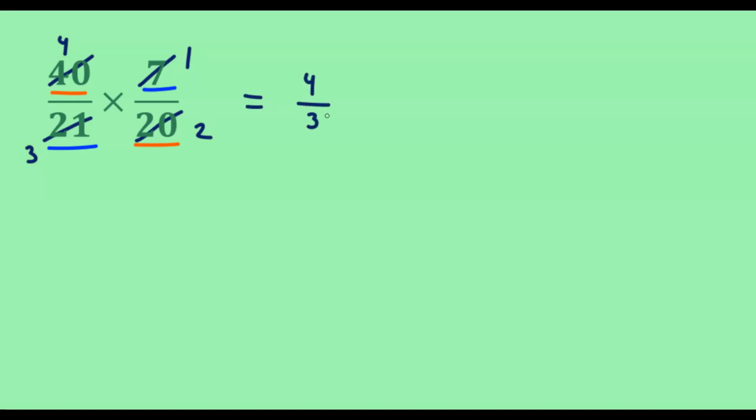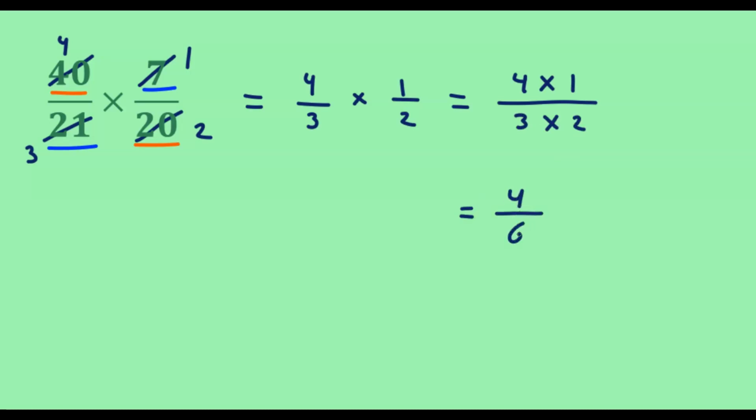4 over 3 times 1 over 2. Now how do we multiply two fractions? We multiply the numerators and we divide this by the product of the denominators. So we have 4 times 1, that is 4. And in the denominator, we have 3 times 2, that is 6.